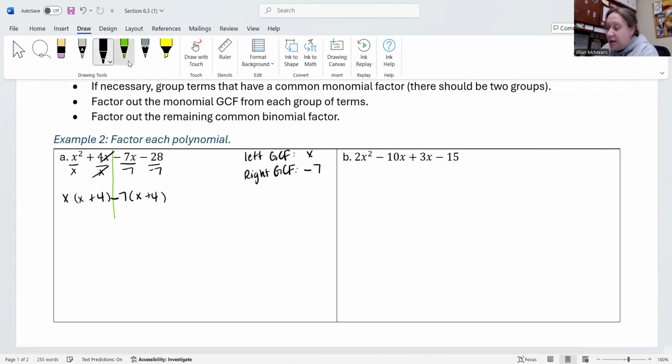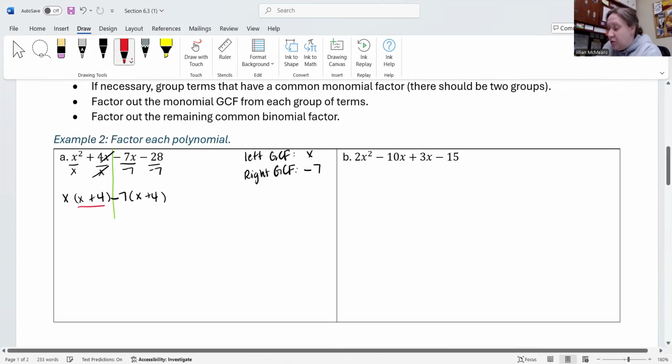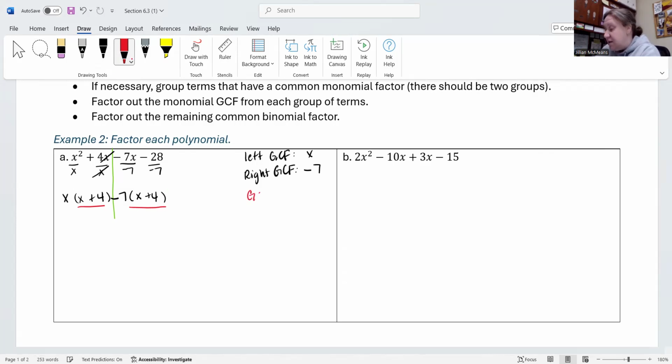So what has happened here, and hopefully you can see this, is that now the left and the right-hand side have an overall GCF. So the big GCF here is this binomial x plus 4. So we have 2 terms. The first term is x times x plus 4. The second term is negative 7 times x plus 4. Those 2 terms have an x plus 4 in common.